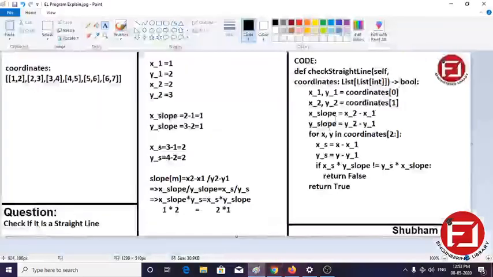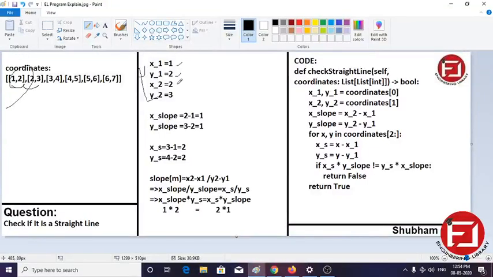Coming to the code part, what we have done is we have taken out the coordinates. These are the passed variables, so we take out these coordinates and store them in variables x1, x2, y1, y2. Here it is. x1 is 1 and y1 is 2. This coordinate is saved. Then 2 3.